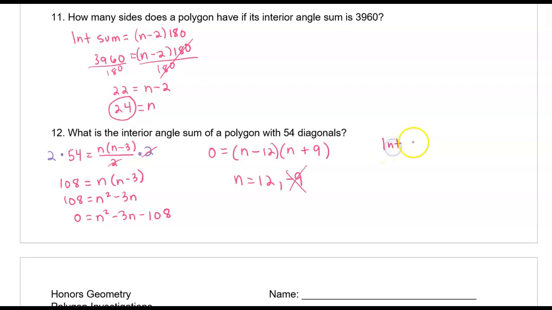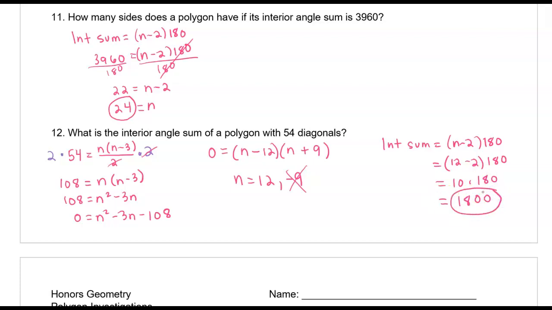The interior angle sum is n minus 2 times 180. So I'm going to use our n of 12. That gives 10 times 180, and that is 1800, our answer.